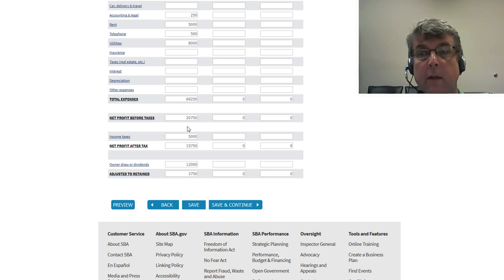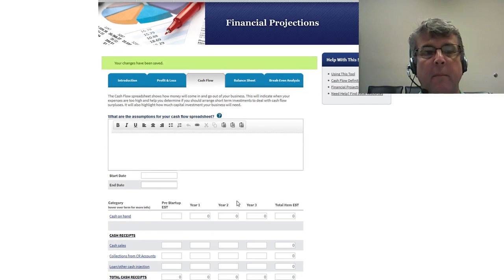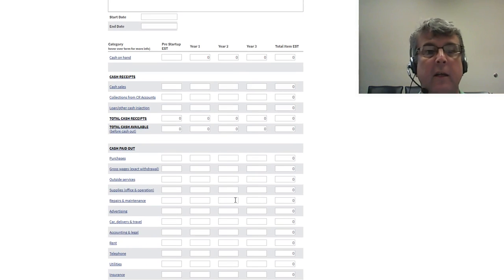Now, this probably wouldn't be too impressive to a bank or investors because I might have interest payments here, right? Let's say those are $3,000, right? Okay. But you can go in there and get these forms and fill them out. We'll look over them. I'm not going to fill them all out. Here, cash receipts, pre-startup. Maybe I'm going to the bank for a $30,000 loan to start this business up.